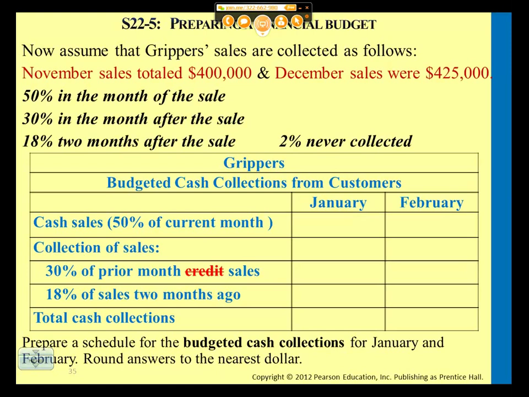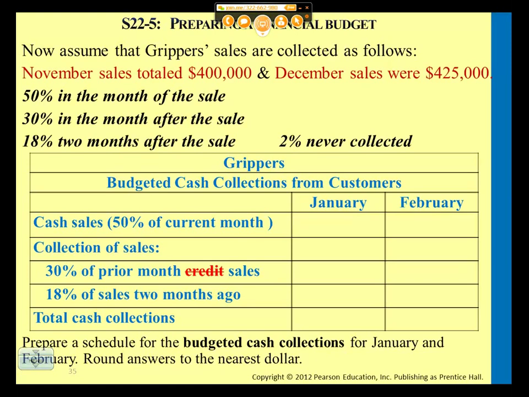S22.5. December sales were 425,000. Now, what's given to us is 50% in the month of the sale, 30% after the sale, and 18% 2 months after the sale. 2% are never collected. So you see how your percentages can change? All right. So let's look.